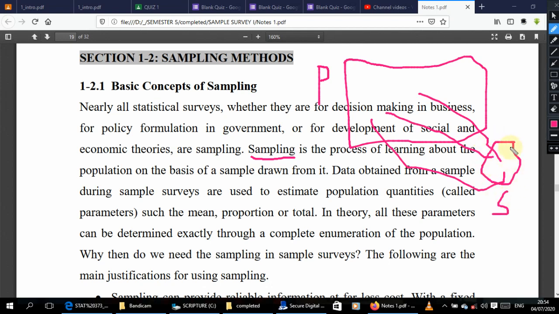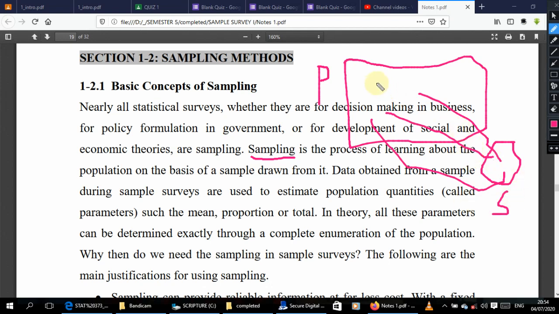Now, why do you pick this sample? Because you can't use the whole population. Your resources cannot be enough. But you want to get some information about the population using these few members. That is basically what is happening here.